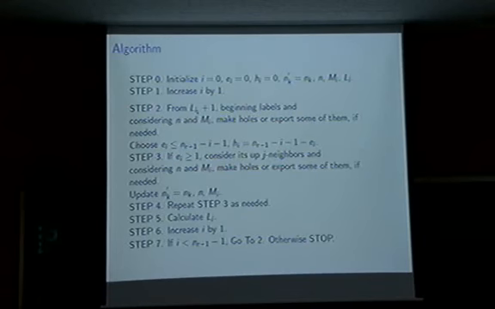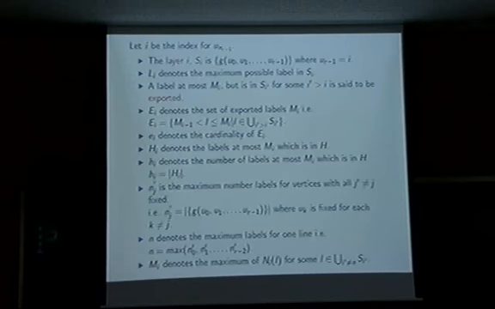So the algorithm. You initialize i to be 0. Actually, in the first layer, you put everything to be 0. There is no export here when you start. There is no hole. And N_k prime denotes the maximum size of a line. N_k prime is like this: the maximum number of labels for vertices.